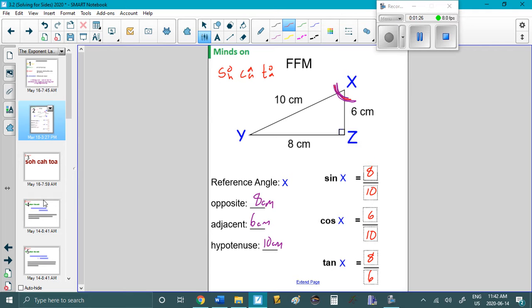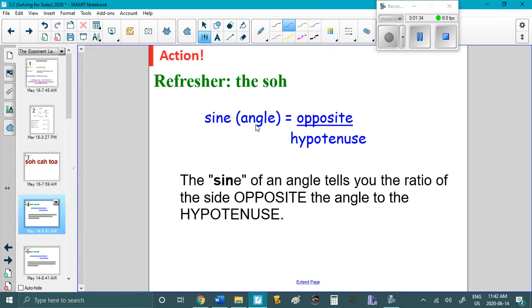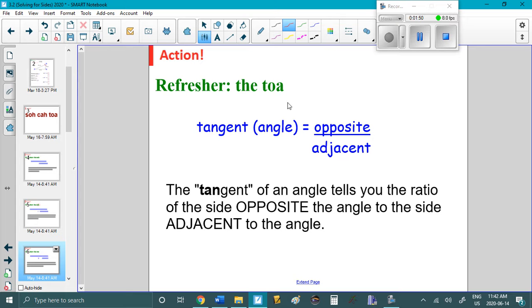Okay, so let's get into it here. This is just a quick little recap. Sohcahtoa, remember? You gotta remember that. This just tells us stuff from last time. Again, you can pause it and copy this down if you want. I think it'll become pretty routine for you, hopefully shortly. Cos, adjacent over hypotenuse, or the cah, and tan is the opposite over the adjacent, or the toa.